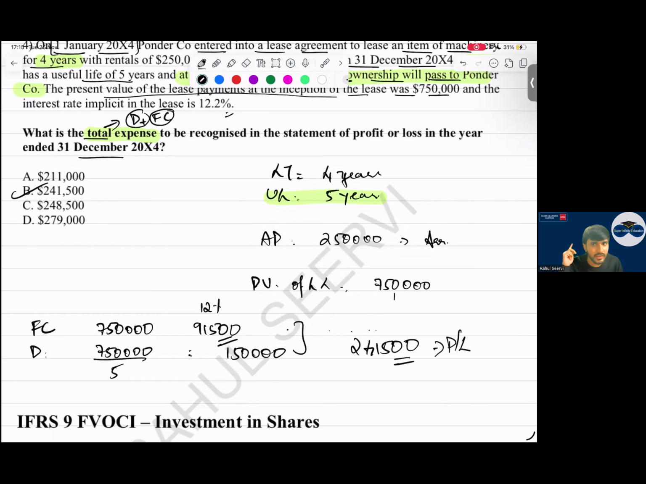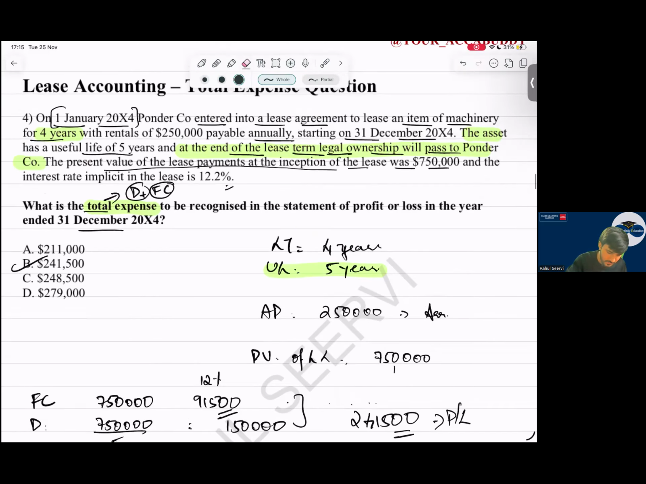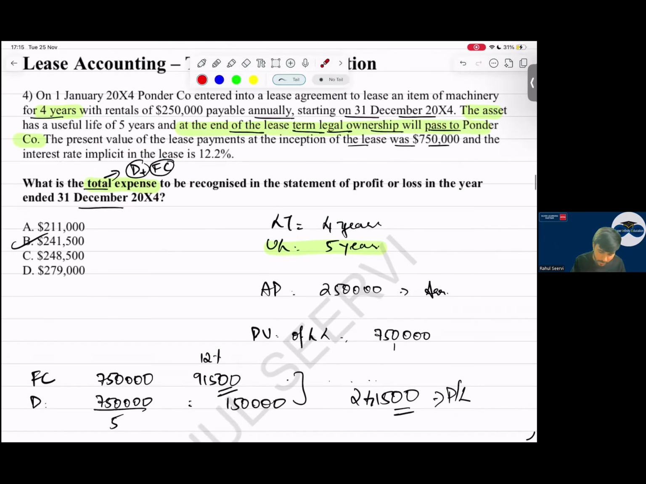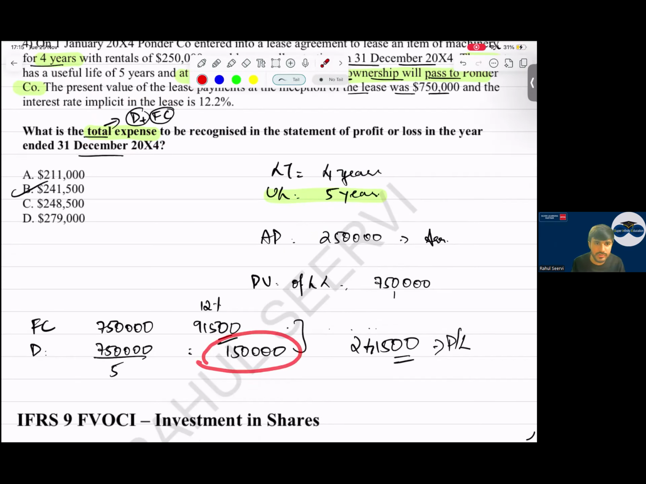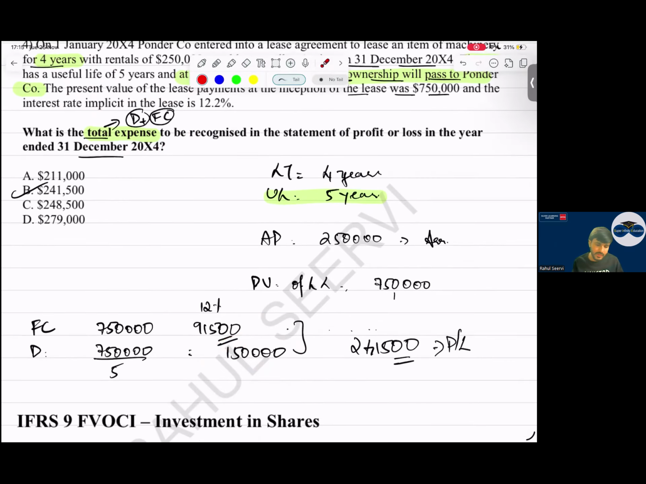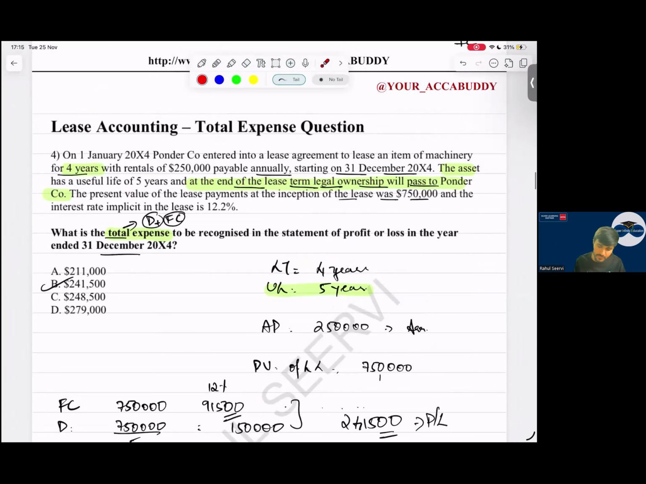The fourth question regarding your leases. So remember, read the question carefully, whether total expense is written, whether depreciation is written, what will go to operating category. If operating category was mentioned, then this 1,50,000 will go. If financing was mentioned, then 91,500 will go. Chalo, this was also an easy question, question number 4.